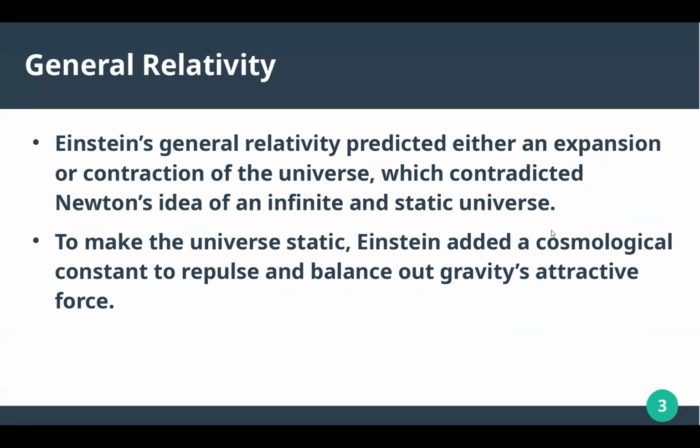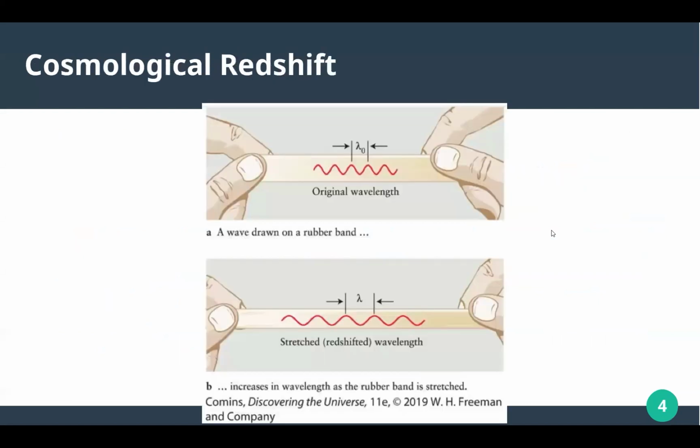Einstein's general relativity predicted either an expansion or contraction of the universe, which contradicted Newton's idea of an infinite and static universe. To make the universe static, Einstein added a cosmological constant to repulse and balance out gravity's attractive force. We also see cosmological redshift, which is taking an original wavelength, and as the universe expands, the wavelength is stretched out and redshifted, meaning that it has a lower energy on a longer wavelength, which is going to account for a lot of the theories that we're going to talk about in this lecture.